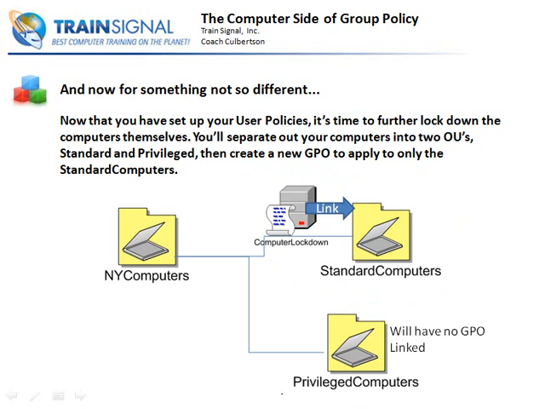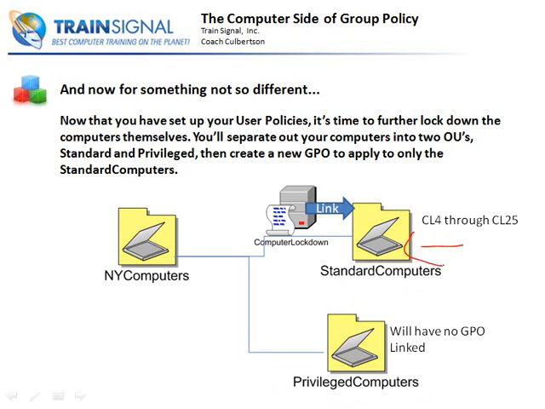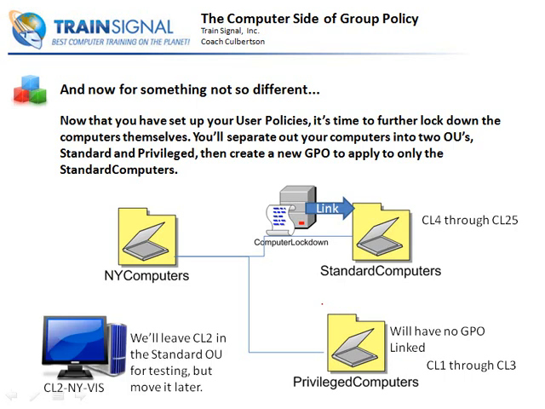Now, we're also going to be breaking out another OU called Privileged Computers. Now, this one is where your machine, Jamie's machine, and Hank's machine are going to live. This is not going to have any GPO linked to it, though, initially. So we're going to be taking basically Client 4 through Client 25. We're going to be putting them into the standard computer's OU. And then Client 1 through Client 3, we're going to be putting those three into Privileged Computers that will have no GPO linked and essentially no lockdown policies.